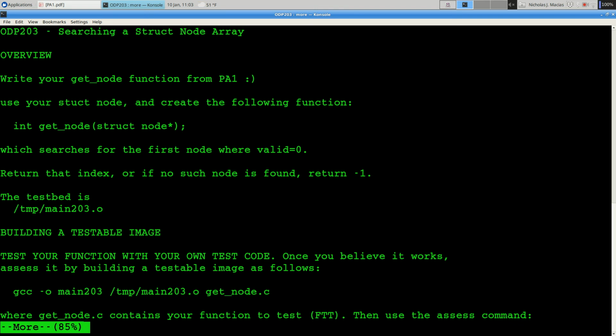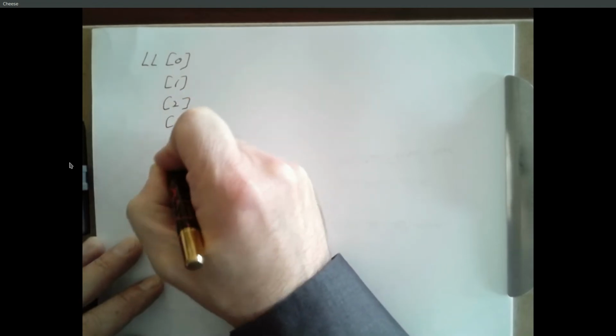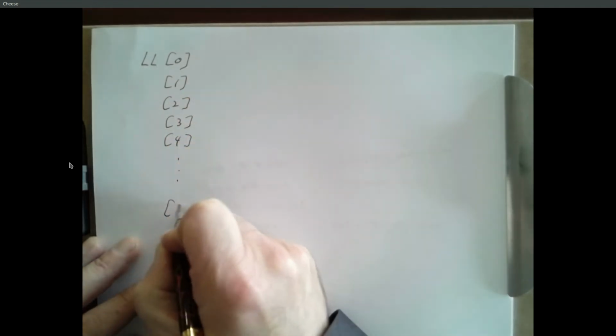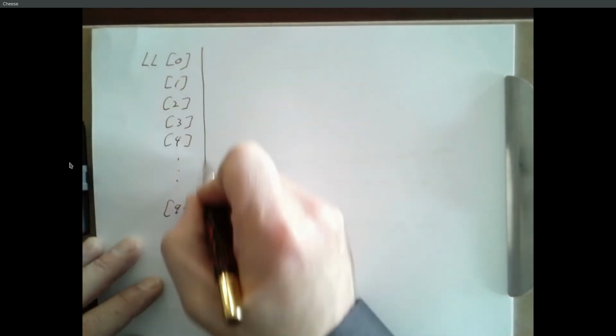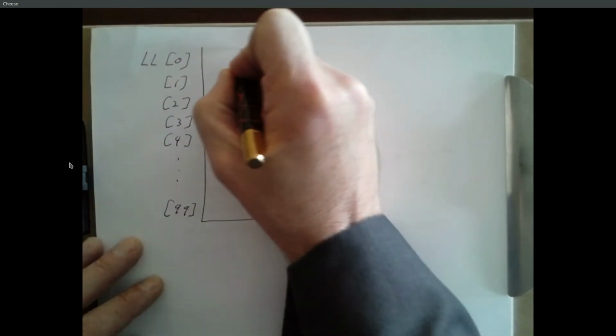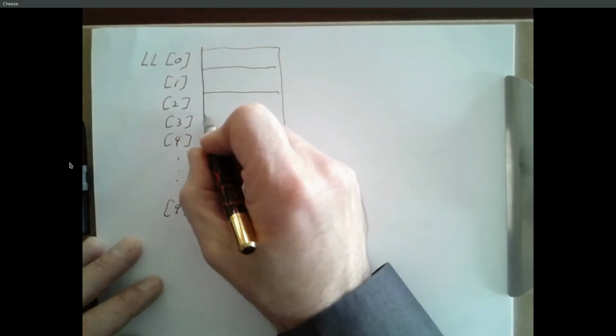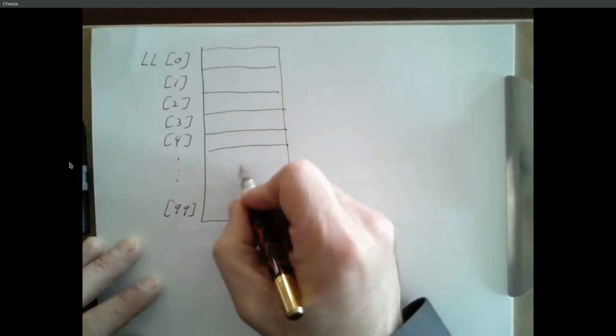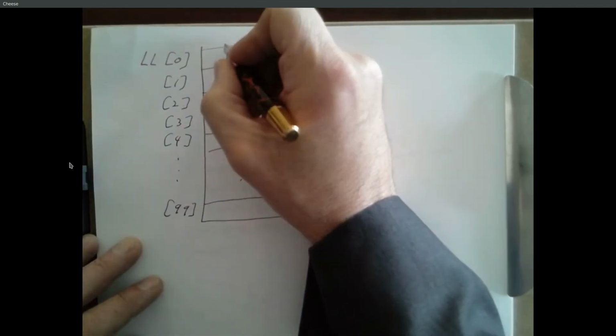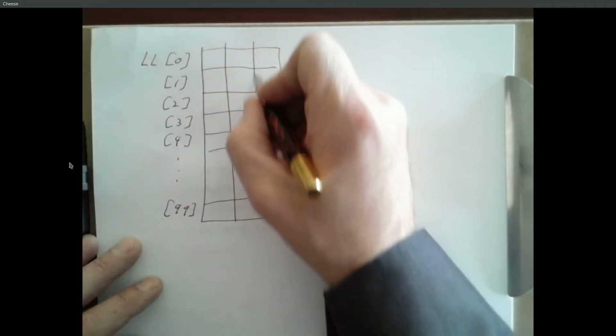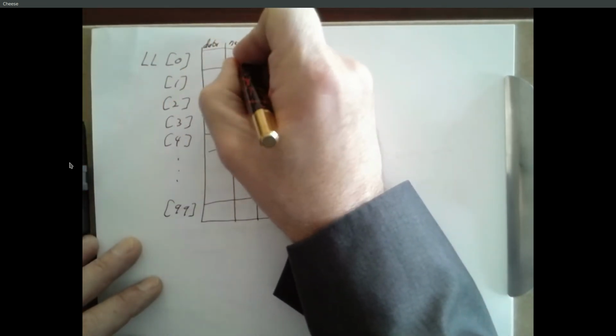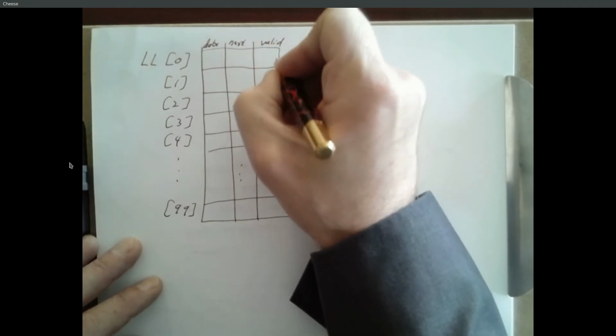Okay, so we're going to keep coming back to this picture of our linked list, which is an array of struct nodes. There are 100 entries, and each entry is a struct node. And a struct node has three pieces. There's data, which is an int, there's next, which is an int, and there's valid, which is an int.